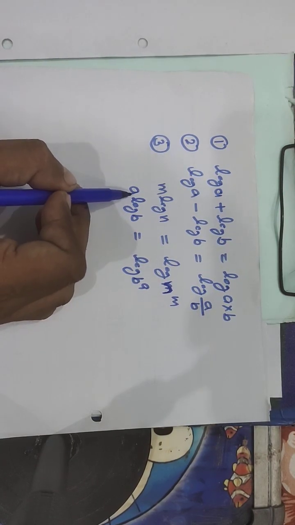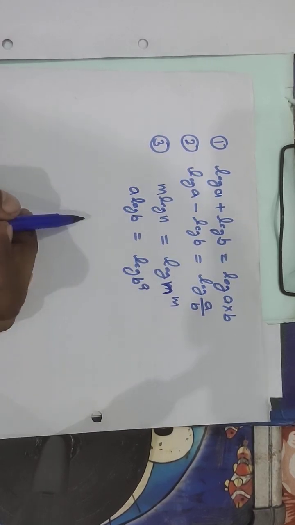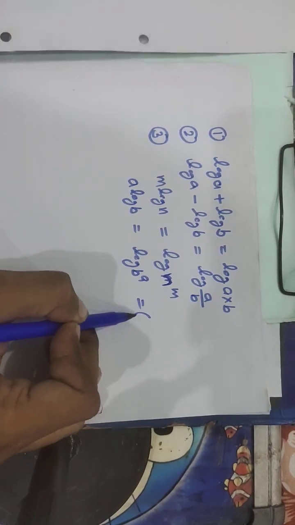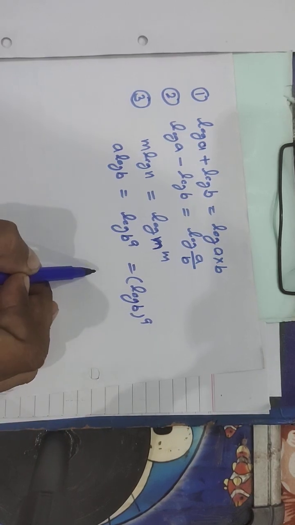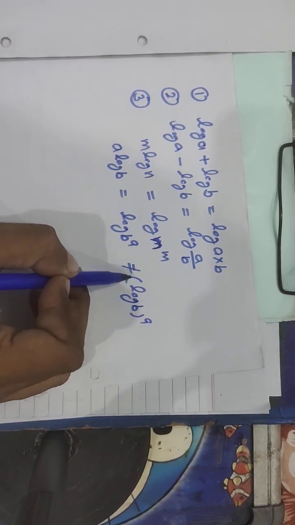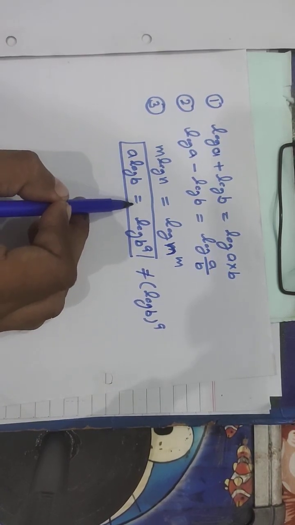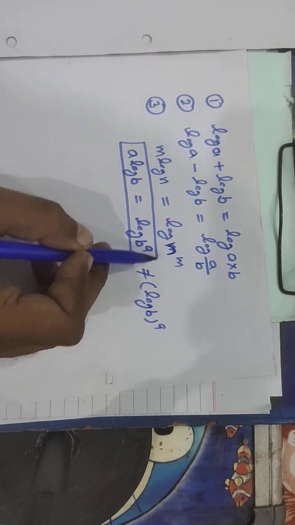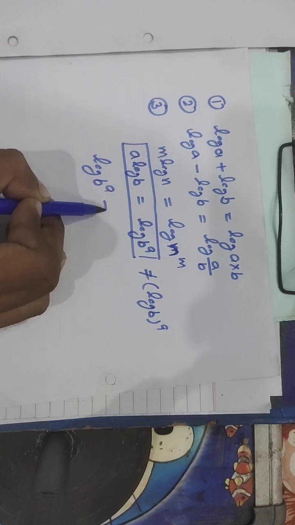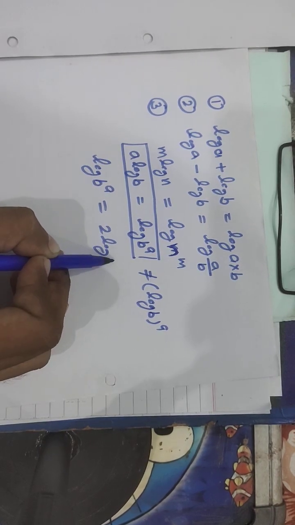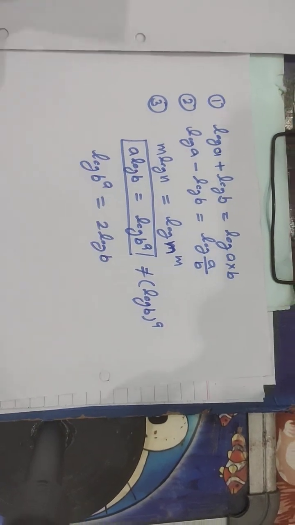Whatever is written just before the log comes in the power of the log number. Look, this is not meant like this, please be careful, this is not equal, this is the right result. So a log b equals log b power a. It's vice versa. Sometimes if you have this type of situation, you can write it like that also. So let's see one example which actually relates to these problems.